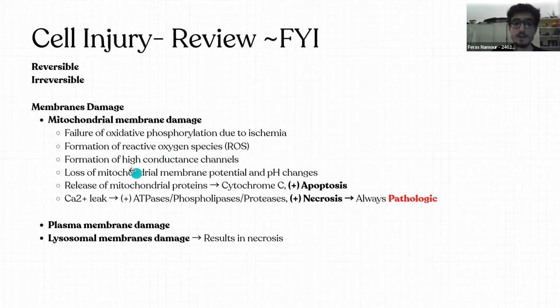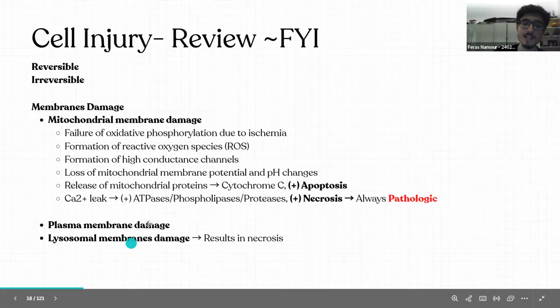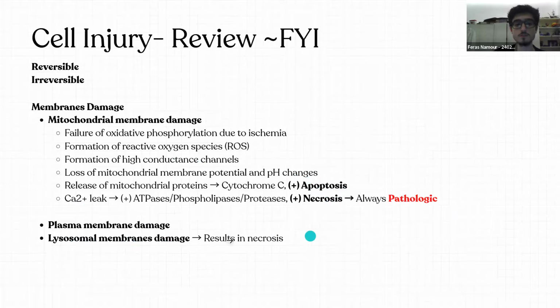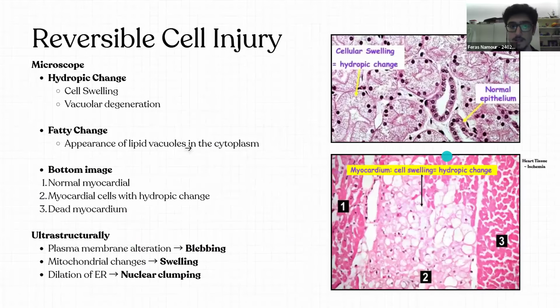And most importantly, the release of two things. Mitochondrial protein, cytochrome C, which will activate apoptosis, and calcium will be released, activating ATPases, phospholipases, and proteases, which will activate the necrotic pathway. Now, necrosis is always pathologic. You should know that. But apoptosis could be either pathologic or physiologic, usually physiologic. Now, my plasma membrane could also be damaged, and my lysosomal membrane can also be damaged, and this will lead to crazy results in necrosis, specifically liquefactive necrosis.